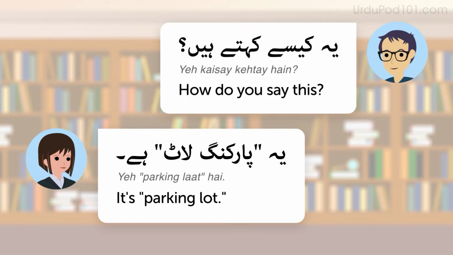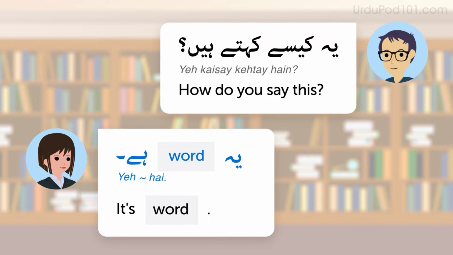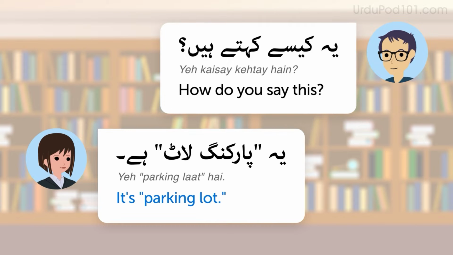Now, how do you answer this question? The pattern is, ये word है. This Urdu sentence literally translates into, this word is, but it means, it's word in English. For example, it's parking lot. ये पार्किंग लॉट है.